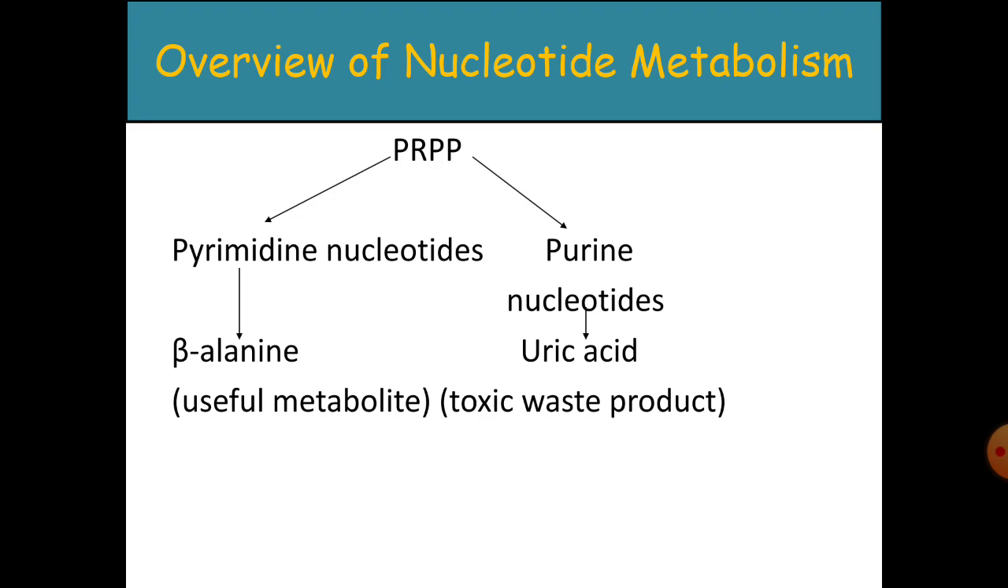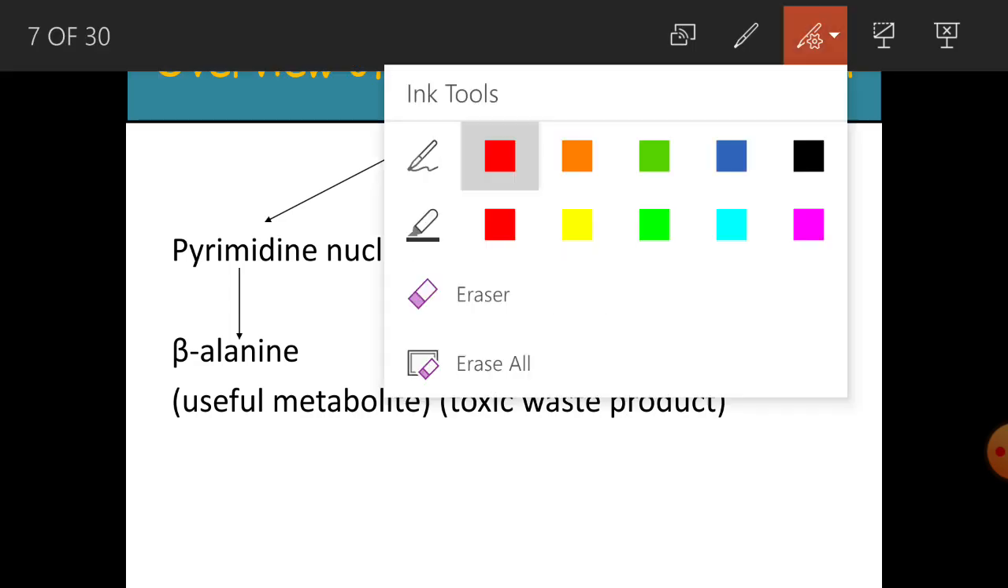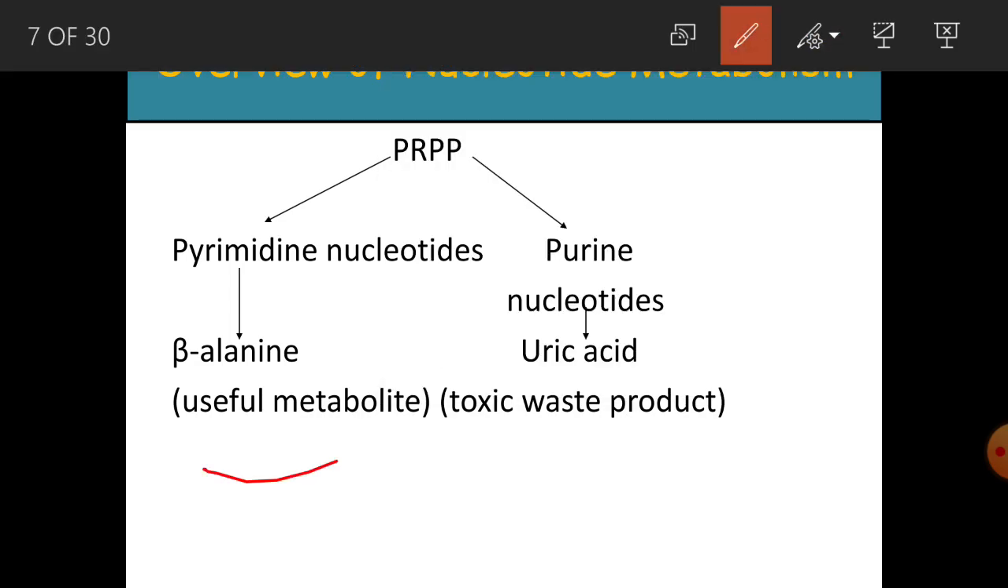If you see the overview of nucleotide metabolism, the beginning product is PRPP, that is phosphoribosyl pyrophosphate. The pyrimidine nucleotides after synthesis, how will they be dealt with? They will release beta alanine along with some other products, and purine nucleotides will release uric acid. It is a toxic waste product, but no, it is not all bad. It has also got some antioxidant properties that we will see later.